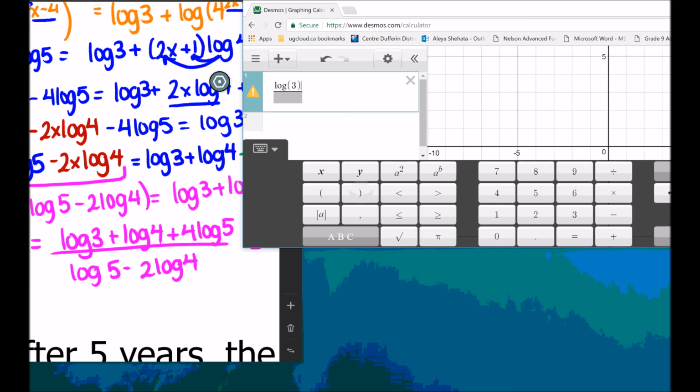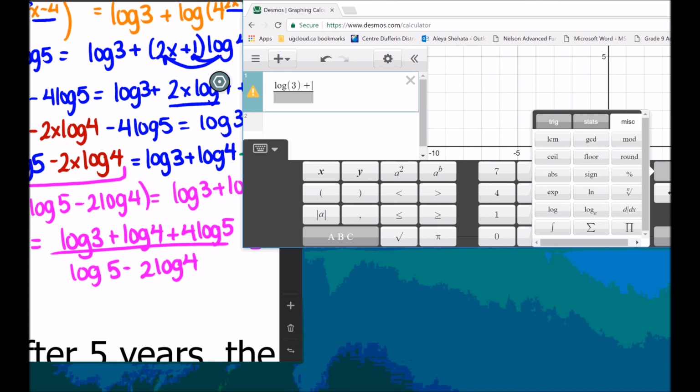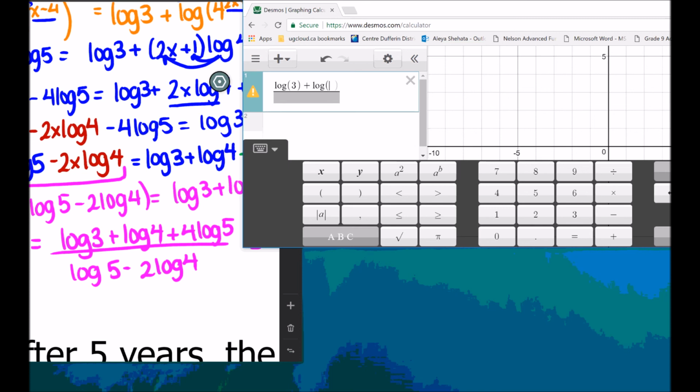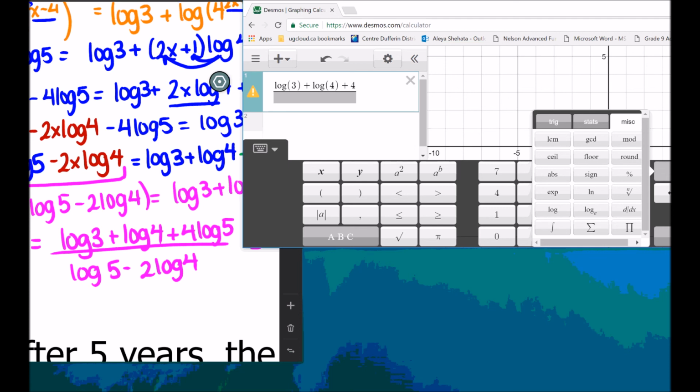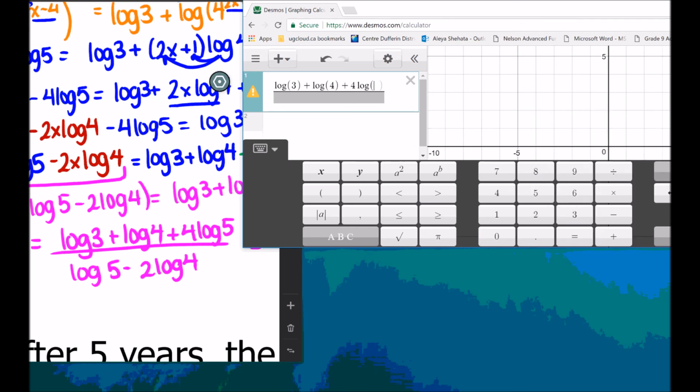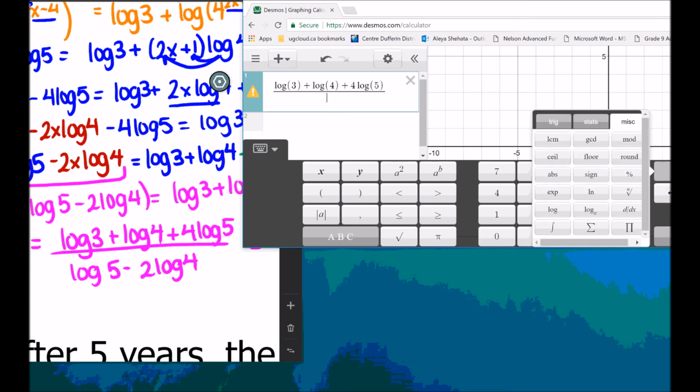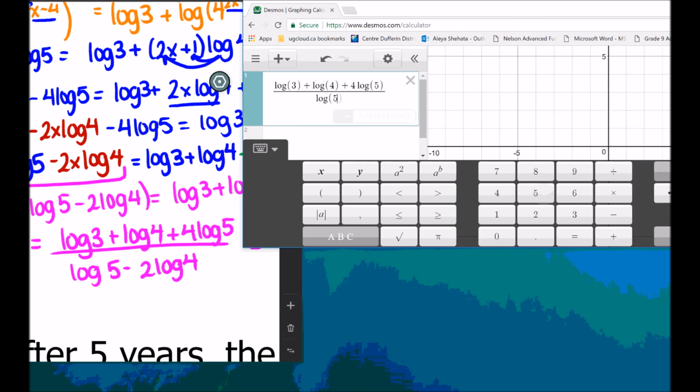Now remember, we're using log base 10, but you can use log base anything, and you'll still get the same answer as long as you're consistent about what your log base is going to be. Okay, so log of 3 plus log of 4 plus 4 log of 5. So we're going to type right here log of 5, close your bracket, and that's all over log of 5, close your bracket, minus 2 log of 4.